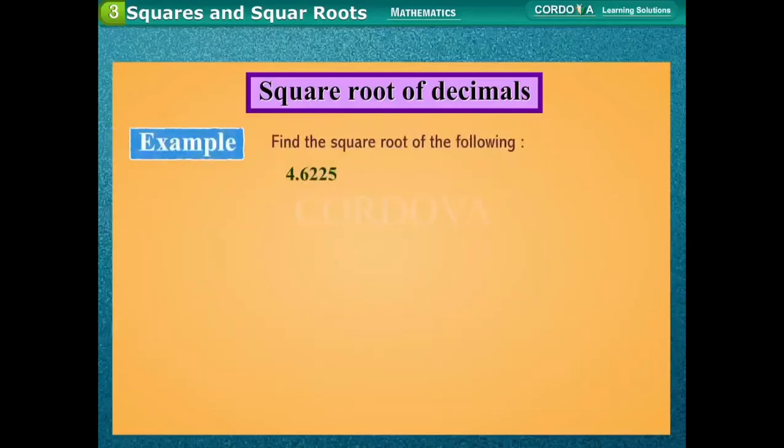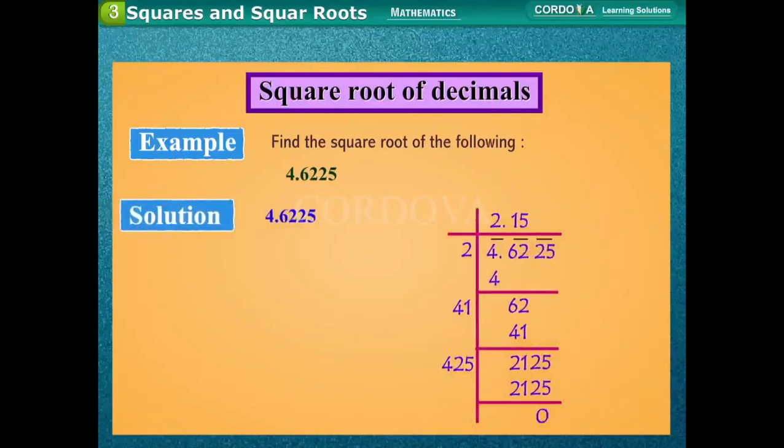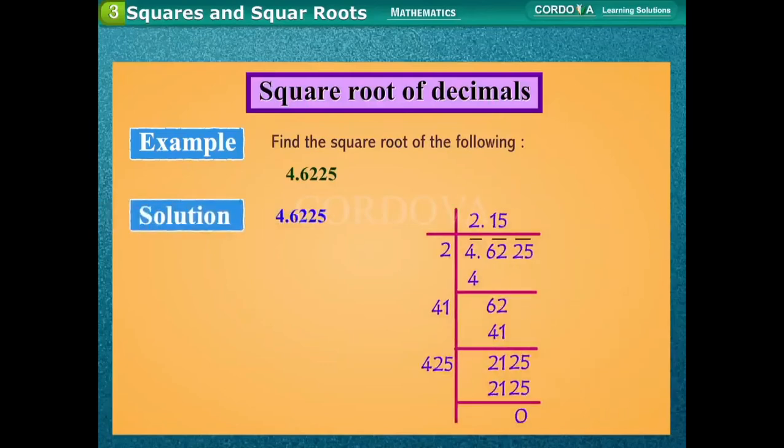Example, find the square root of the following. 4.6225. Solution. 4.6225. Hence, square root of 4.6225 is equal to 2.15.